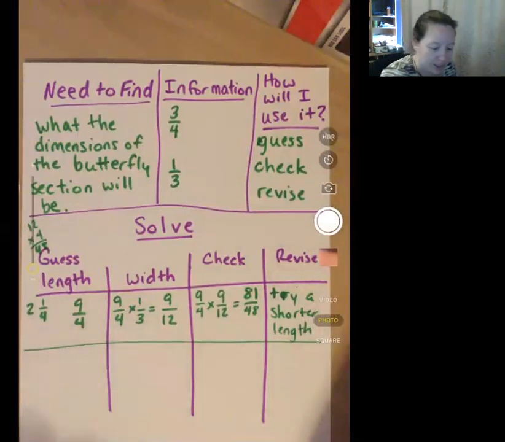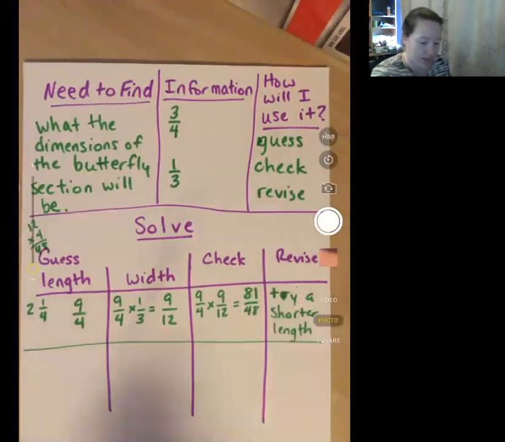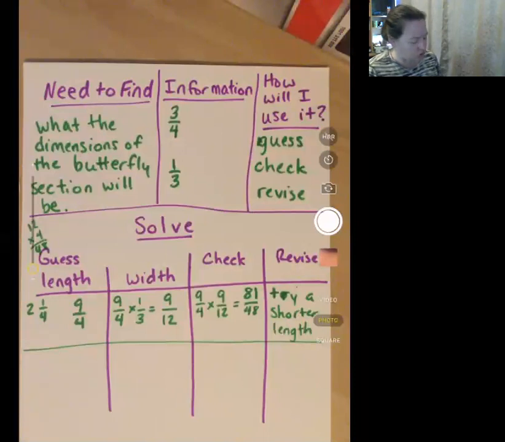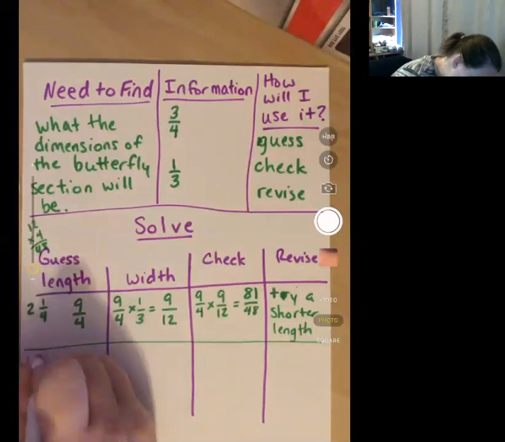I'm going to choose a different color for the next one. Okay, so far I know 3/4 is too short. 9/4 is too long. Wow. Okay. Let's try 1 1/4 maybe. So 1 1/4.